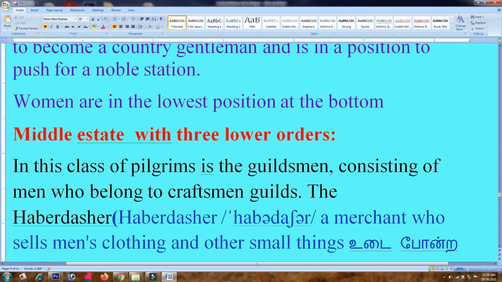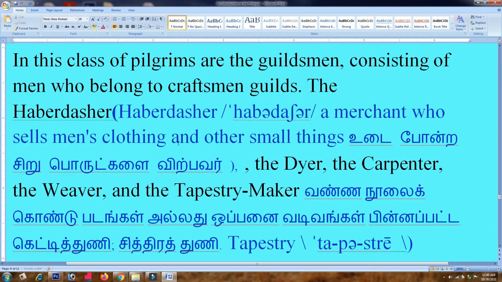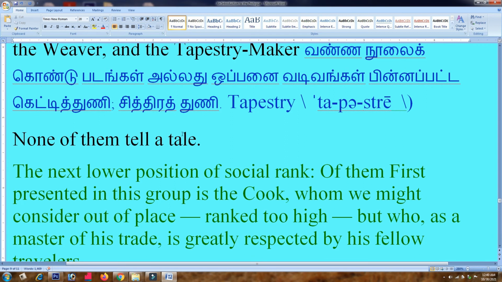Middle estate with three lower orders. In this class of pilgrims are the guildsmen, consisting of men who belong to craftsmen guilds: the haberdasher, a merchant who sells men's clothing and other small things, the dyer, the carpenter, the weaver, and the tapestry maker. None of them tell a tale.